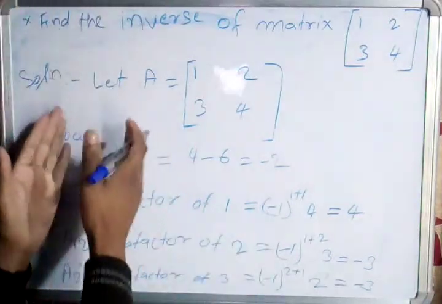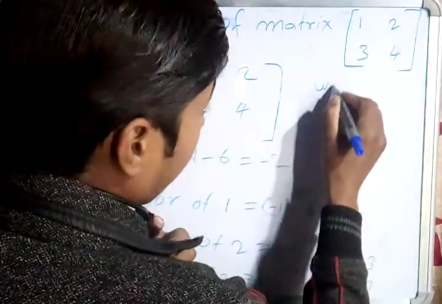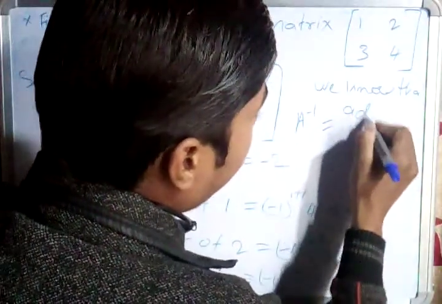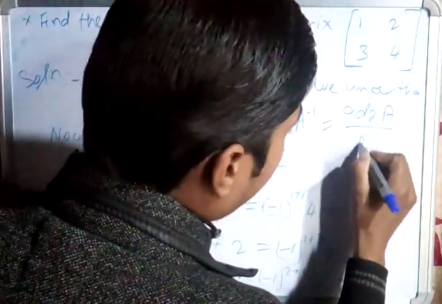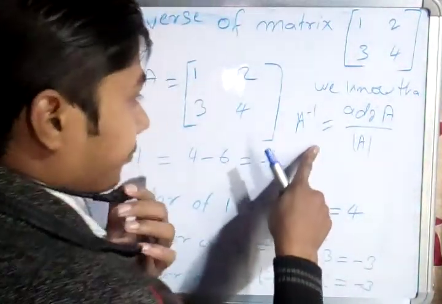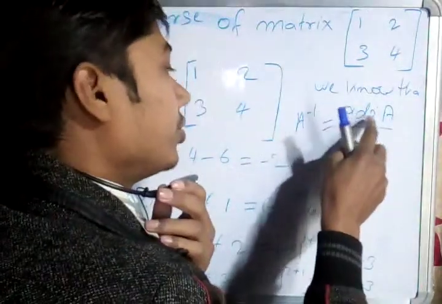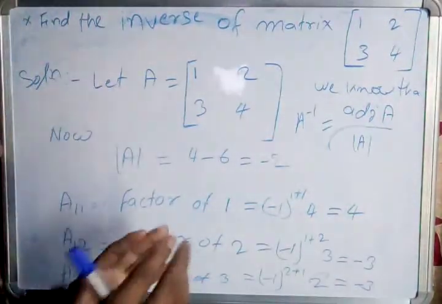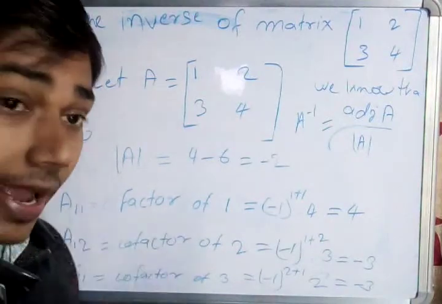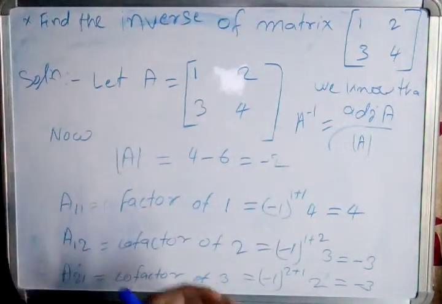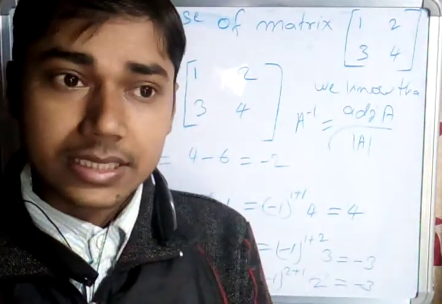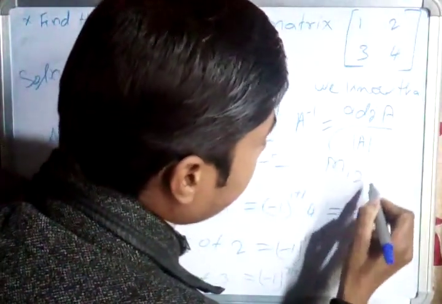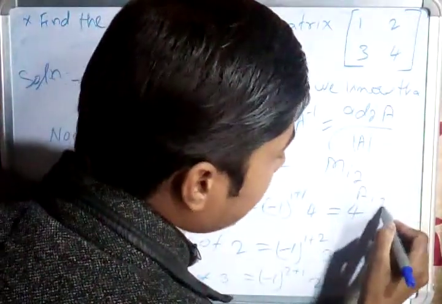Before finding the determinant, we know that A inverse is equal to adjoint of A over determinant of A. Be careful here: A inverse is equal to adjoint of A over determinant of A. Before that, we find the minors and cofactors. The minor of the element aij is denoted by Mij and the cofactor is denoted by Aij.